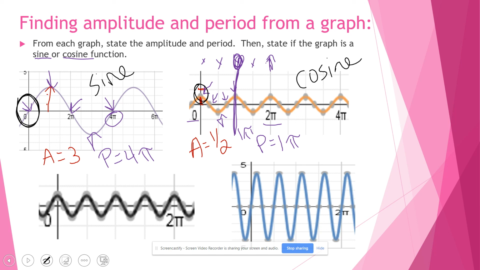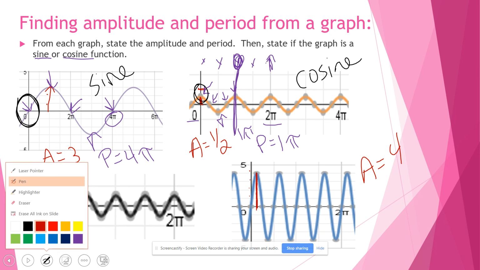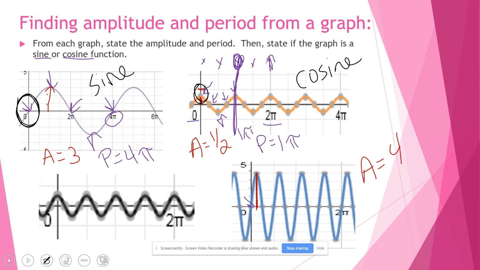I'm going to jump down to example D. This distance right here is 1, 2, 3, 4. So our amplitude is positive 4, positive because we go up first. Then we count our 5 points starting at the y-axis. So 1, 2, 3, 4, 5. So this right here is 1 period or 1 pattern.